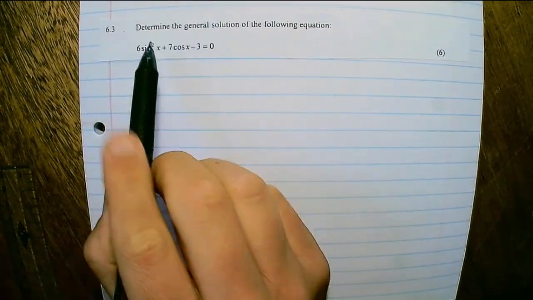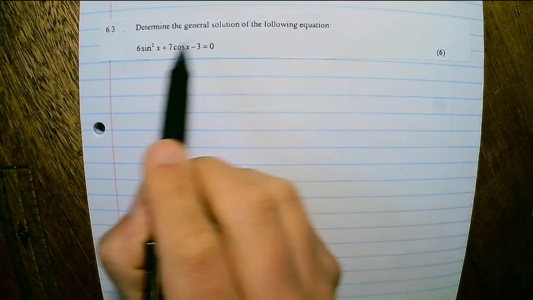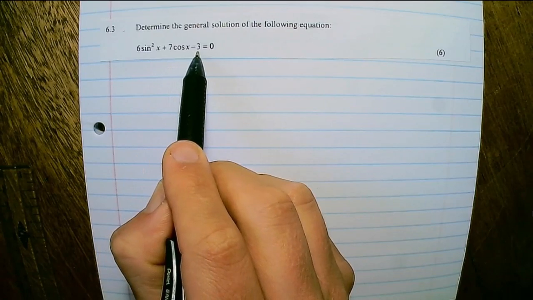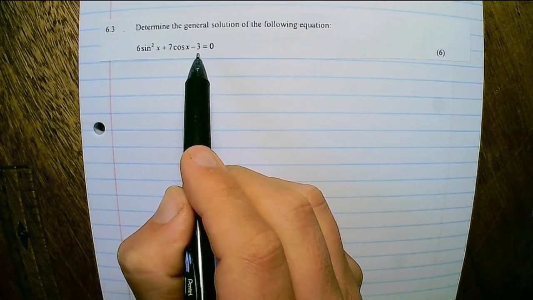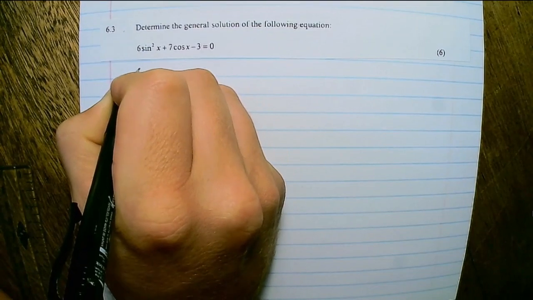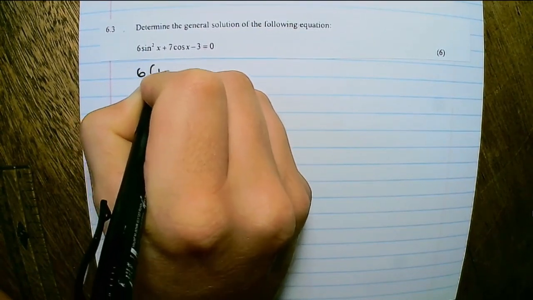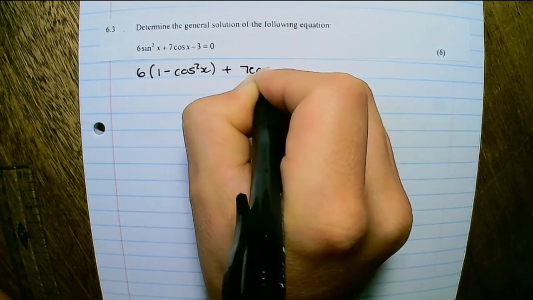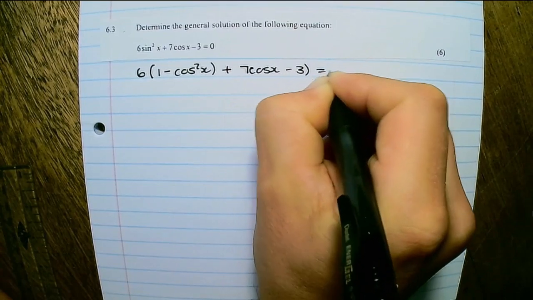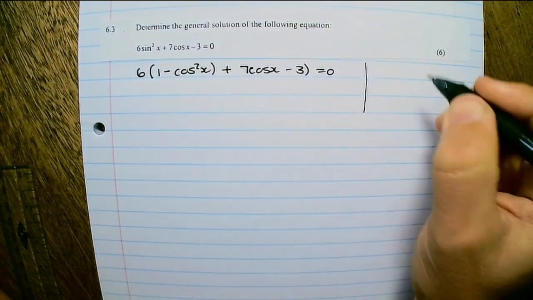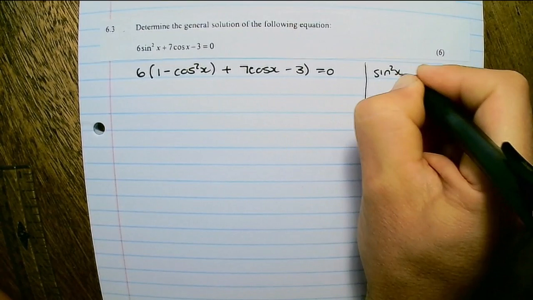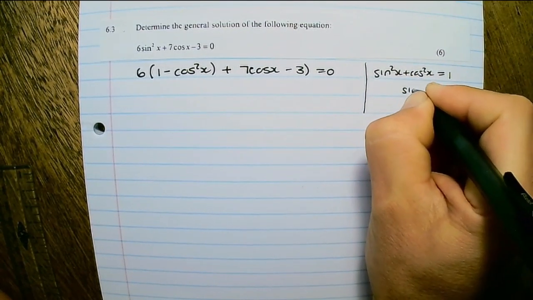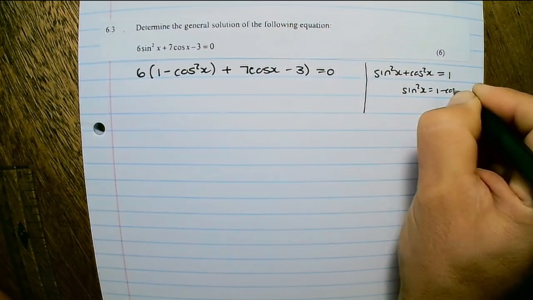6.3. Determine the general solution of the following equation: 6 sine square x plus 7 cos x minus 3 equal to 0. This can be rewritten as 6 times (1 minus cos square x) plus 7 cos x minus 3 equal to 0. The reason is that sine square x plus cos square x is equal to 1. Therefore, sine square x is equal to 1 minus cos square x.